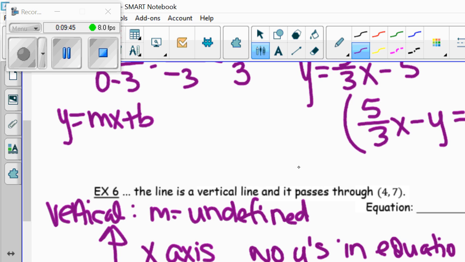So I know that my equation is going to be x equals. Now how do I know what the x value is? Remember, they give me an ordered pair. An ordered pair is always x, y. So the x value they gave to me is 4. So x equals 4. There's my equation.